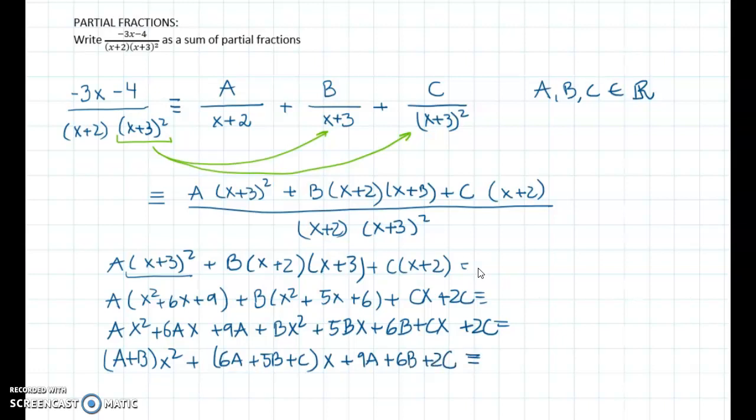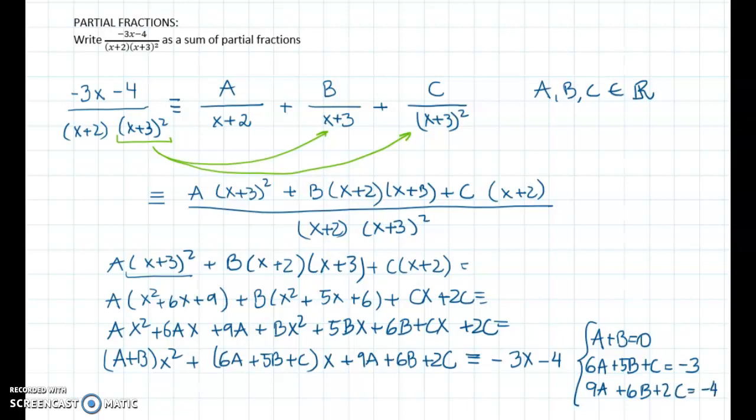And this is the polynomial that has to be -3x - 4. This means that the system of equations we are trying to solve is a + b has to be 0, 6a + 5b + c has to be -3, and 9a + 6b + 2c is equal to -4. We can use the calculator for this and we can find that a is equal to 2, b is equal to -2, and c is equal to -5.